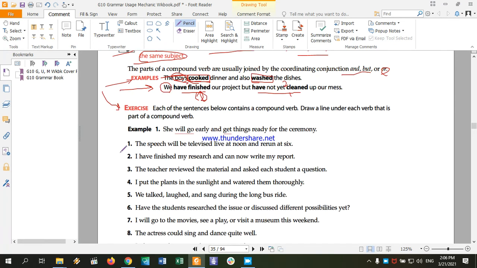We're going to underline the verb that is a part of a compound verb. Example 1, she will go early and get things ready for the ceremony. She, this is the subject, will go, this is the first verb, and get things, that's the second verb.